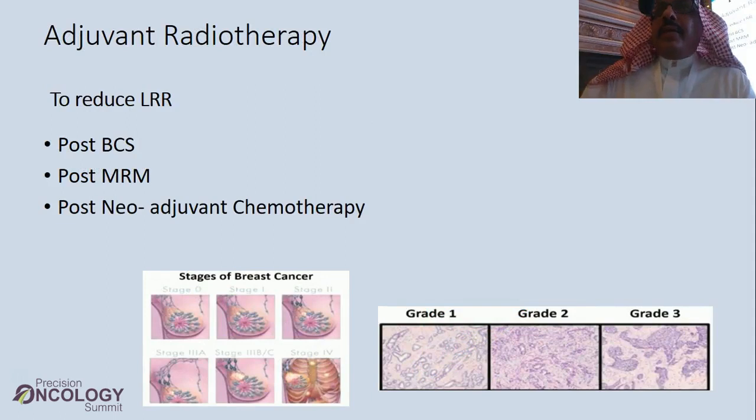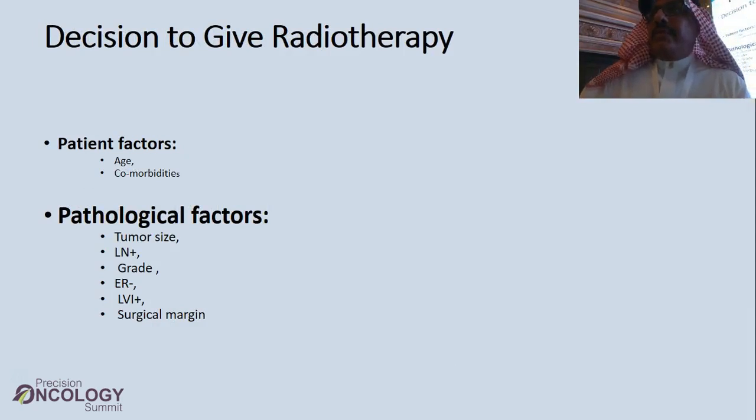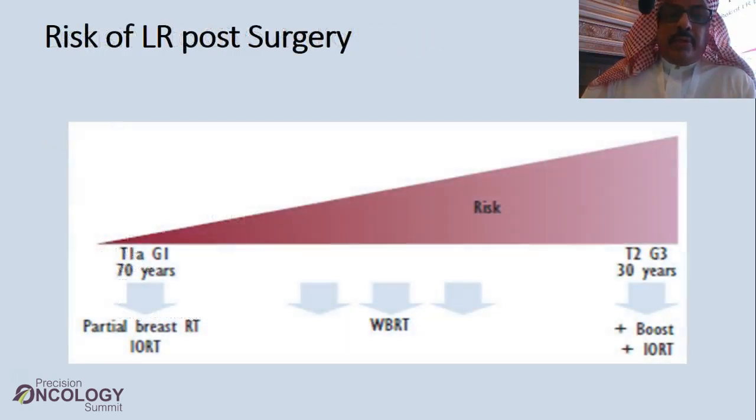The radiation, mainly we give it for local control, to improve the locoregional control, either after breast conservative surgery, or after mastectomy, or after neoadjuvant chemo and surgery, based on stage. As a matter of fact, when we see the patient, usually we first see whether he is fit to receive radiation or not: his age, any comorbidity. And we base our decision on the classical pathological factors that we have: tumor size, lymph nodes, grade, and so on, surgical margin. These are mainly the features that, based on them, we decide whether to give radiation therapy or not.